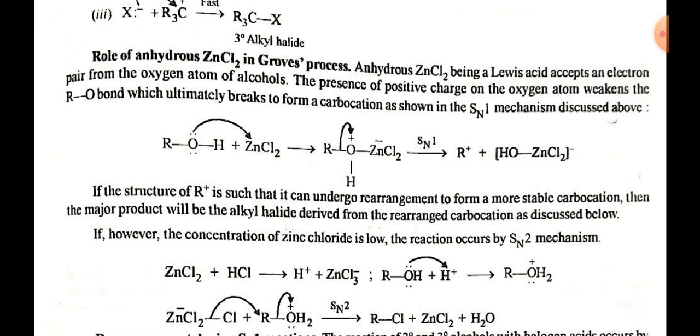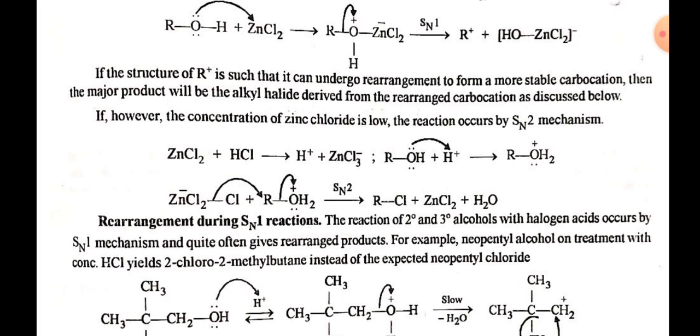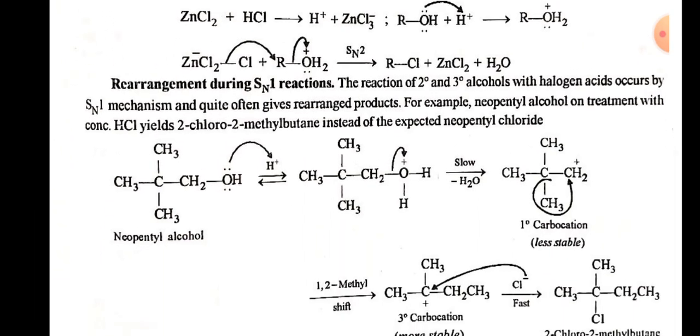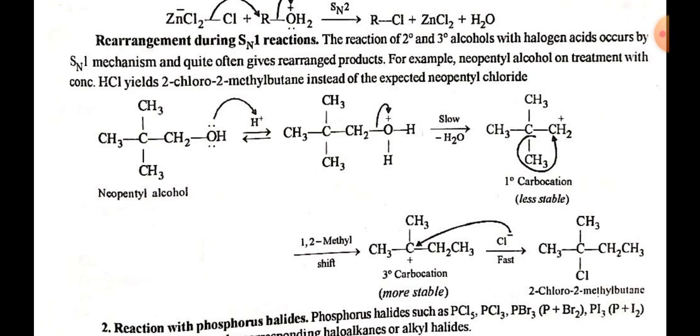If, however, the concentration of zinc chloride is low, the reaction occurs by SN2. ZnCl2 plus HCl gives H+ ZnCl3 negative. Alcohol when reacting with hydronium ion gives the protonated structure. Then ZnCl2 negative, Cl and ROH2+, SN2 reaction will occur and alkyl chloride will be formed. See carefully how rearrangement proceeds.